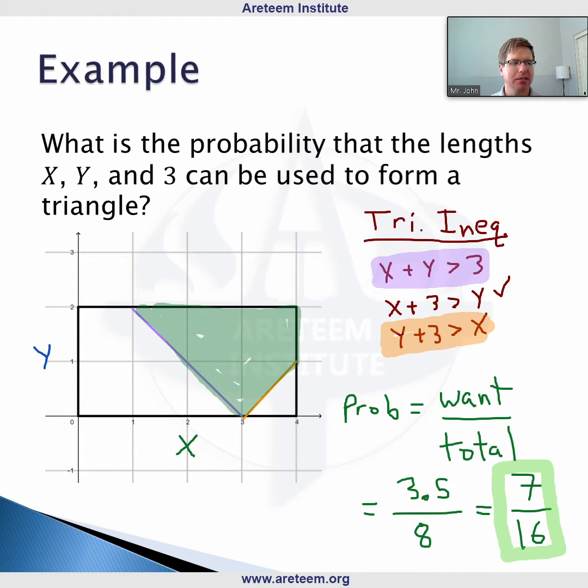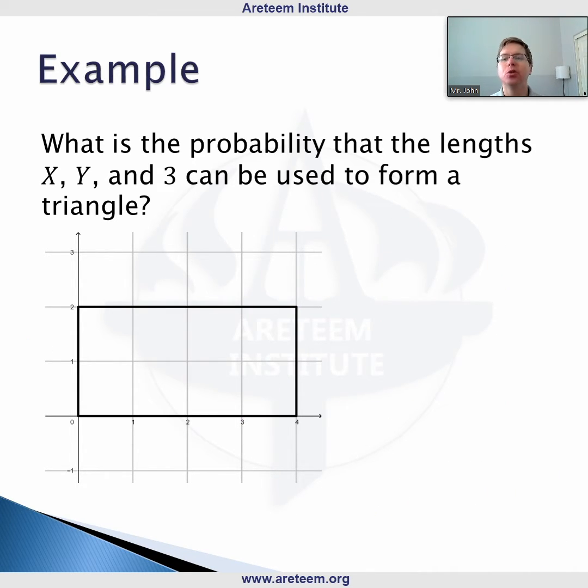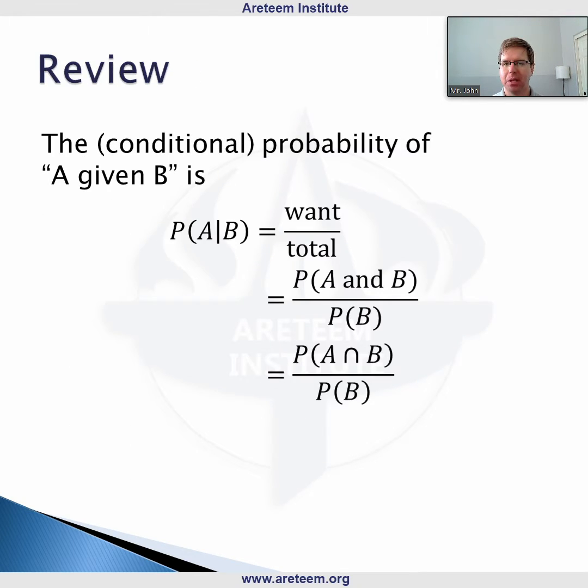Okay, let's do a quick review now of conditional probability, and then we're going to revisit this picture from before. So, conditional probability of A given B. You can think of this as you're given extra information in a problem. The probability of A given B, again, you can think of this as the ratio want divided by total, except now your total is the given B portion. We have the probability of A and B happening divided by the probability of B.